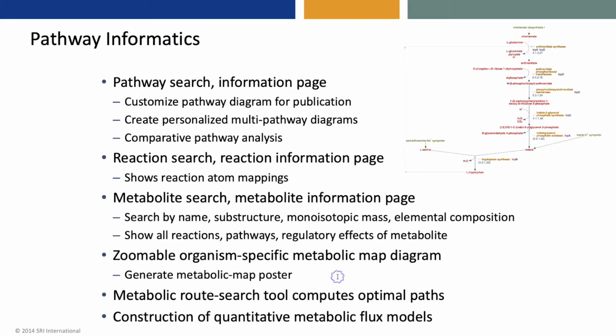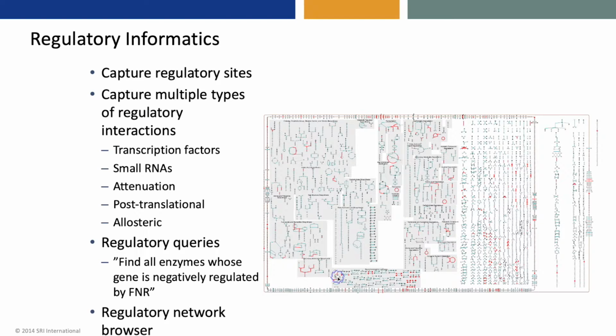The reaction pages will depict reaction atom mappings. And for metabolites, we provide many different search capabilities, as well as to depict all of the reactions, pathways, and regulatory effects of a metabolite. There is a zoomable organism-specific metabolic map diagram, which can be printed as a poster. There's also a metabolic route search tool that computes optimal paths through the metabolic network, and there's a tool for constructing quantitative metabolic models.